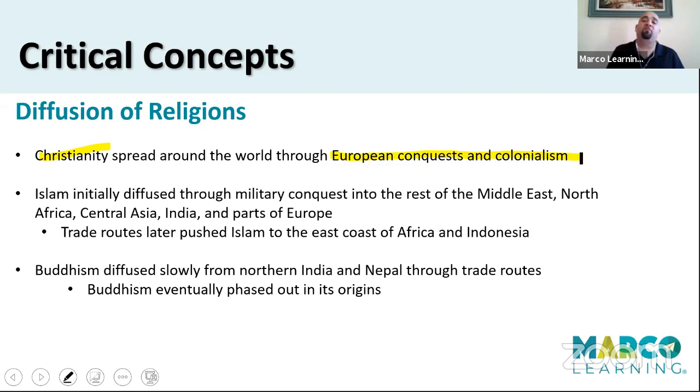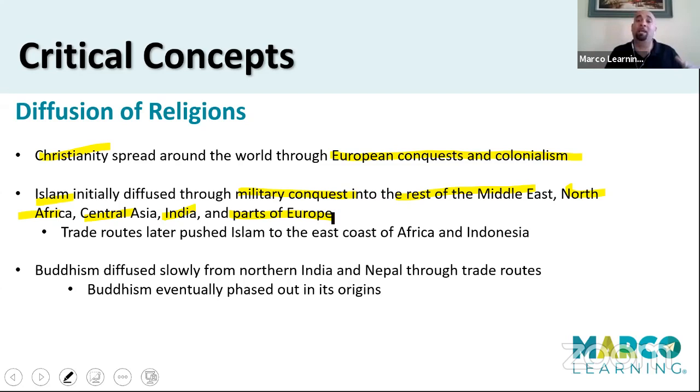Islam. Islam initially diffused through military conquest throughout the rest of the Middle East, eventually pushing into North Africa, Central Asia, into the region always called the Stans, India, South Asia, and parts of Europe. People forget that the Muslims were able to spread all the way into the Iberian Peninsula, into Spain, into Portugal, and that's why there's a lot of overlap between North African culture and Iberian culture, Spain and Portugal.